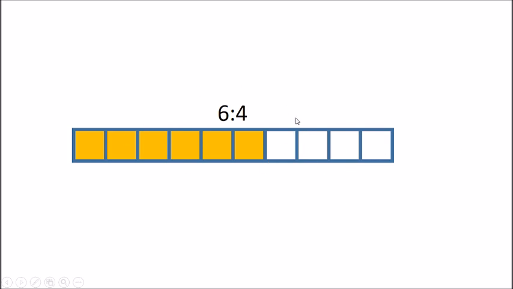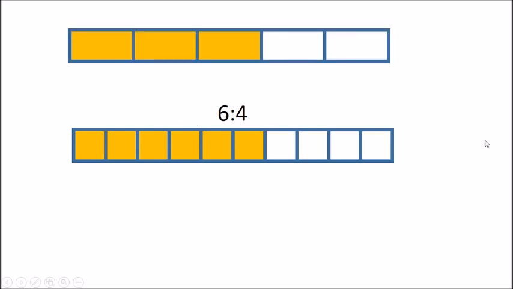I'm going to show you that there's lots of different ways I could write this ratio 6 to 4. Have a look at the image above. Do we see that if these were both drinks, they would taste exactly the same? Okay, because they've got the same proportion of orange juice. With 2 bars of the same length, they've got the same proportion of orange juice.